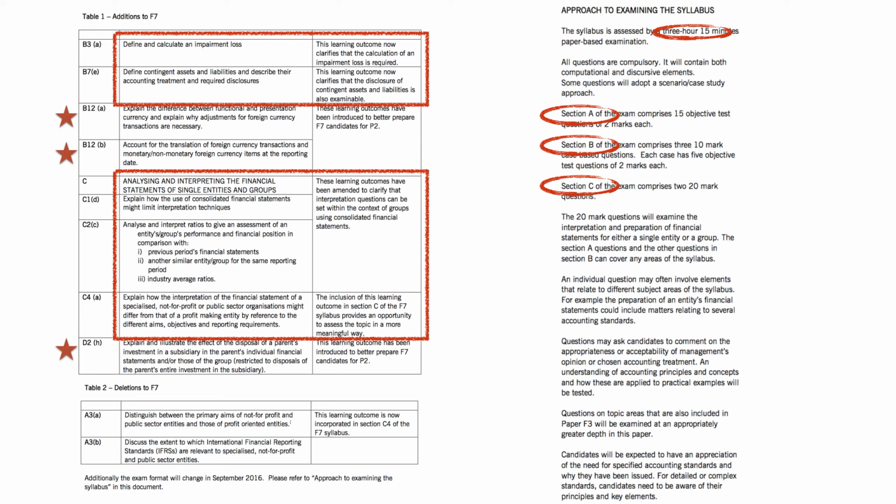And then section C, 2 20-mark questions. And the 20-mark questions will either be ratio analysis or preparation of financial accounts for a single entity or a group. So the other one, section A and B, can cover any area. So we need to be sure that we can deal with all of that.